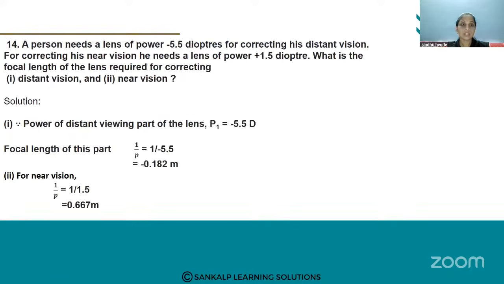We will move to the next one. A person needs a lens of power minus 5.5 diopters for correcting his distant vision. For correcting his near vision, he needs a lens of power plus 1.5 diopter. What is the focal length of the lens required for correcting distant vision and near vision?